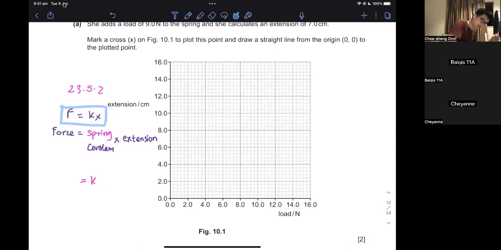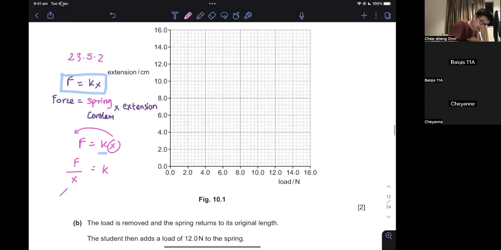Okay. So if I have F equal to Kx, make K the subject. So I'm gonna make K on one side. So K doesn't move. Instead, I'm gonna move X to the other side. So that was K multiplied by X. I'm gonna get F over X. So this is called the extension. This is called the force. This is called the spring constant.